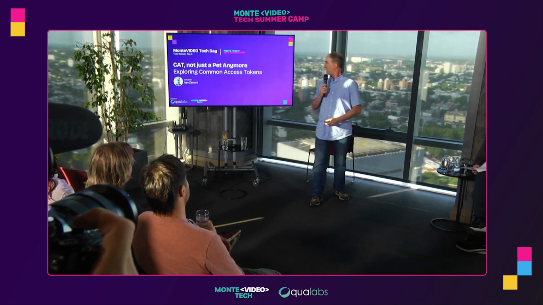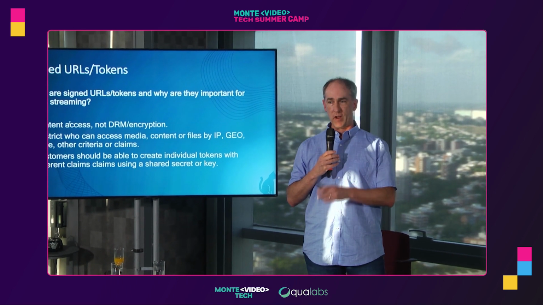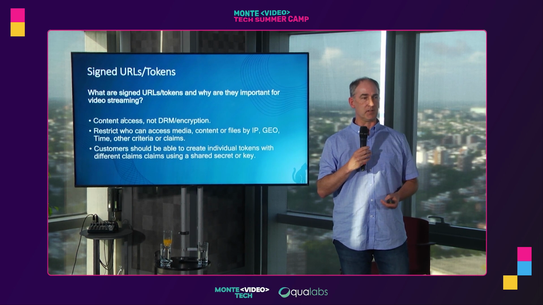So here we go. Common Access Token, CAT for short. So what are signed URLs and tokens? Something that's used in video streaming. This is for content access. It's not necessarily for DRM. That's something different. So this is for how do you protect access to your content?